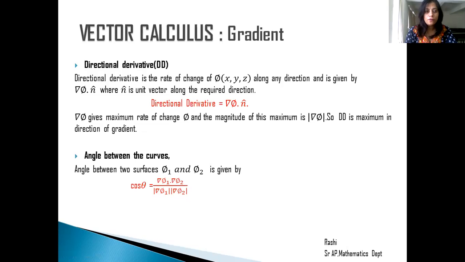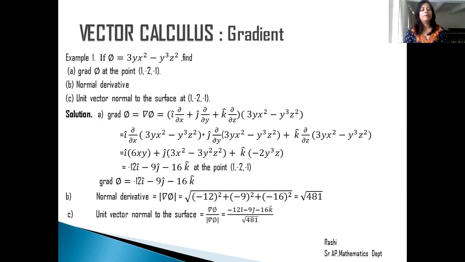Okay, now let us move forward. Let us see one example. Now see what is given. If phi is 3x squared y minus y cubed z squared, find first grad phi at the point (1, -2, -1). Compare it with the picture: now your cookie cake is sitting at this point. Then the normal derivative. What was the normal derivative I defined? Magnitude of gradient. Then the unit vector normal to the surface. What is a vector normal to the surface? Gradient. And the unit vector, how do we find it? Gradient upon its magnitude.